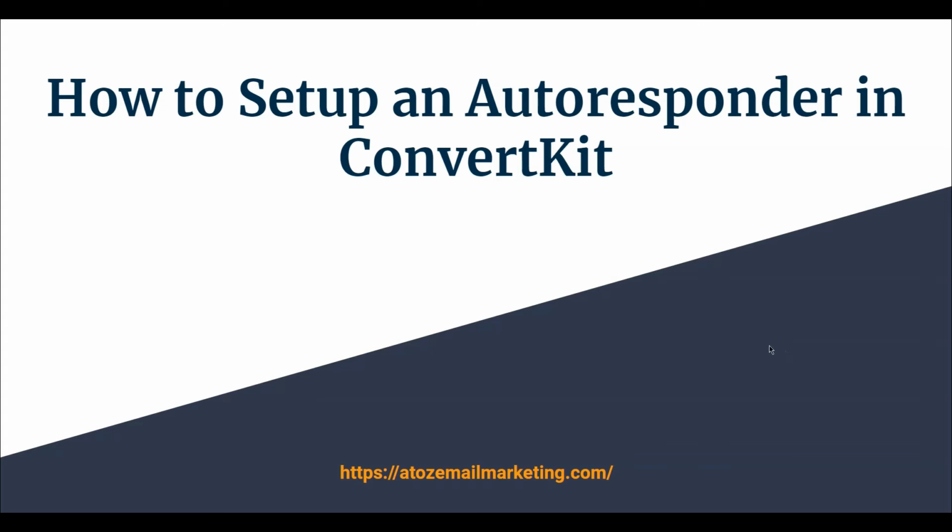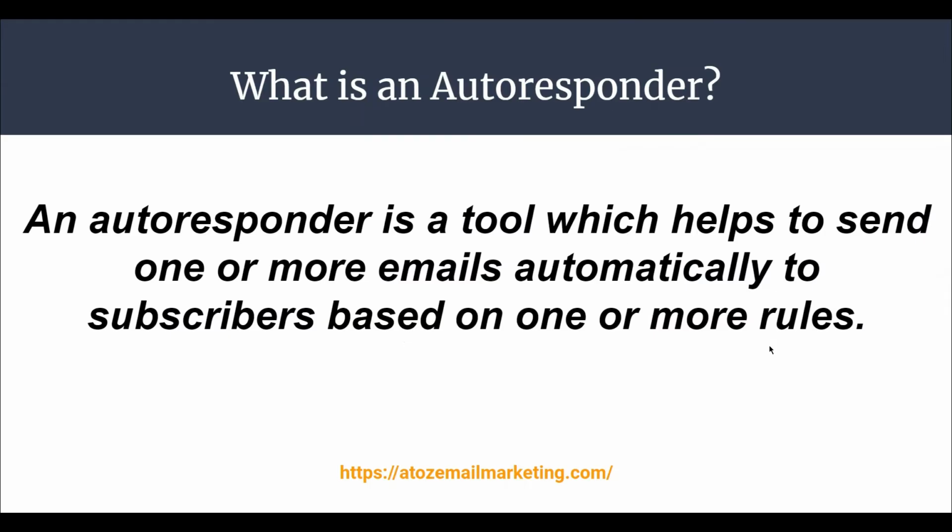In this video, I'm going to explain how to set up an autoresponder in ConvertKit. First things first, let us understand what an autoresponder is. An autoresponder is a tool which helps to send one or more emails automatically to subscribers based on one or more rules. Rules are a set of conditions which are applied at the time of sending emails in an autoresponder.